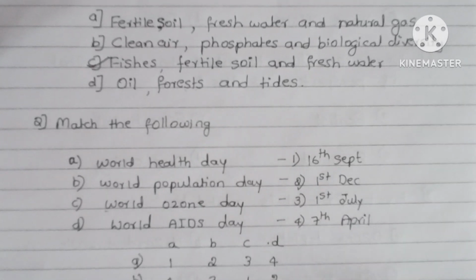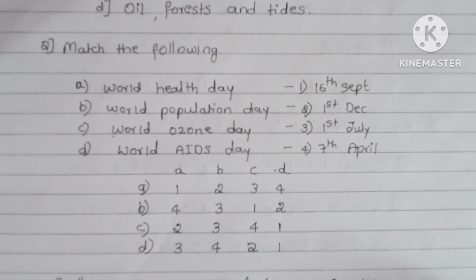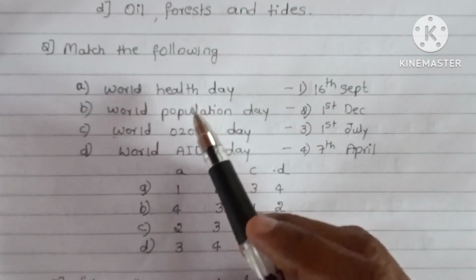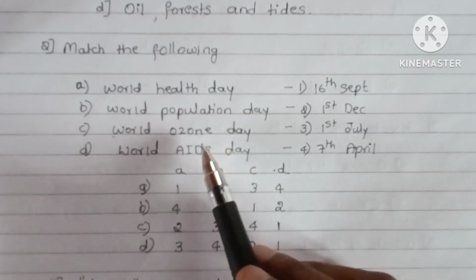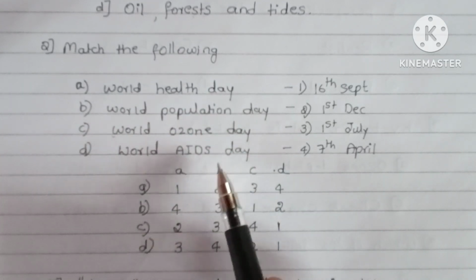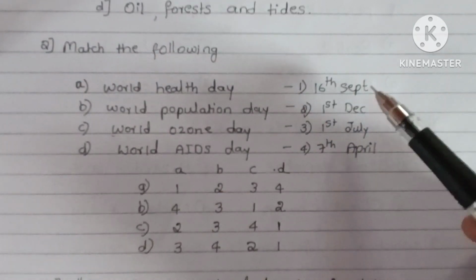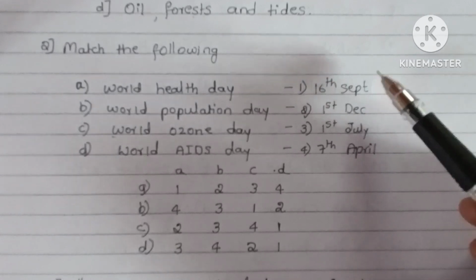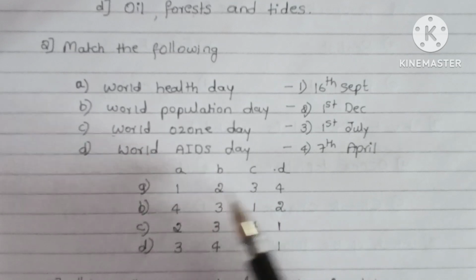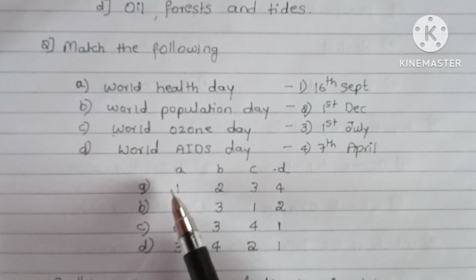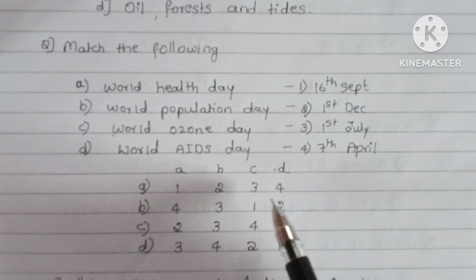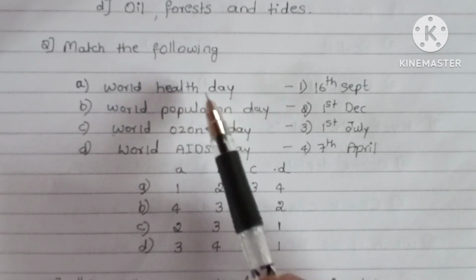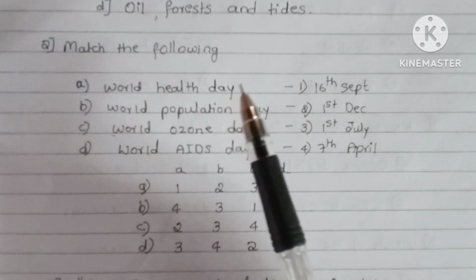Next, come to the second question. Match the following: World Health Day, World Population Day, World Ozone Day, World AIDS Day. In the next column, they have given the important dates, and in the options, they have given combinations of 1, 2, 3, 4 for A. Let us discuss one by one. World Health Day is celebrated on 7th April.